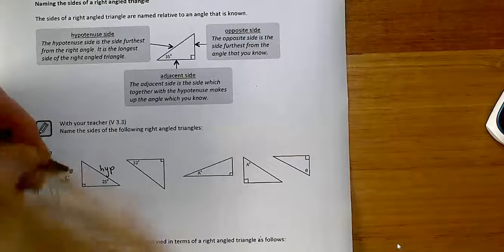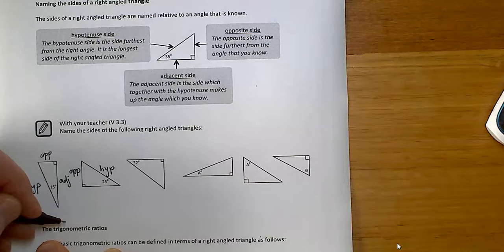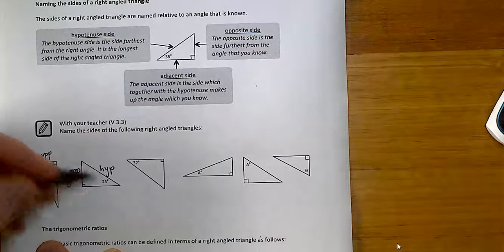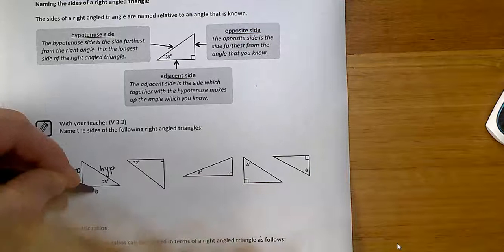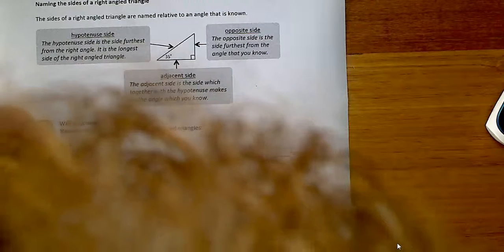It's opposite the angle you know. And adjacent is the only other one, and it goes with the hypotenuse to make up the angle you know, and so that's the one. Adjacent, ADJ.